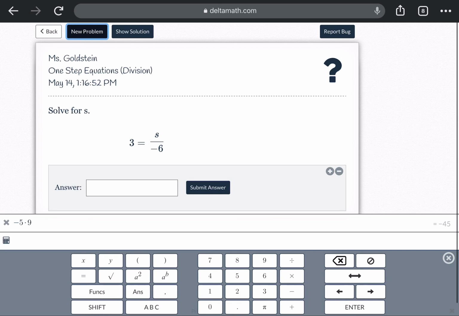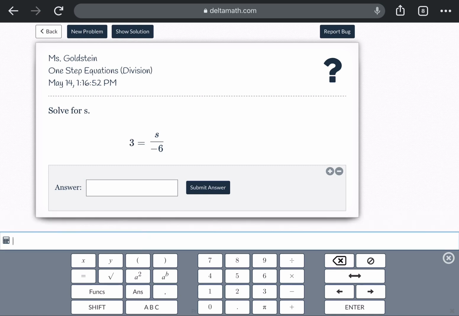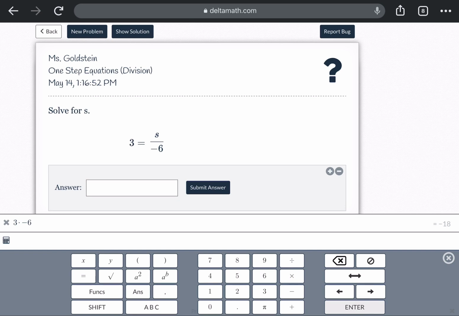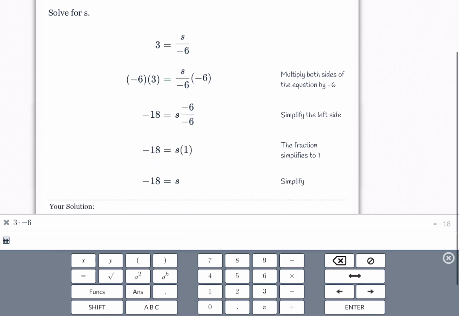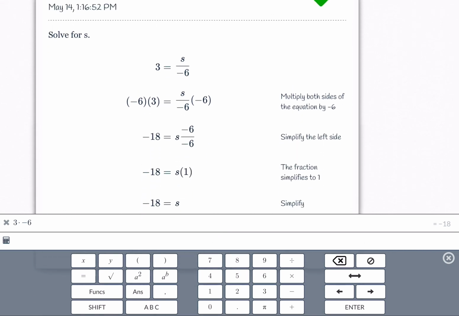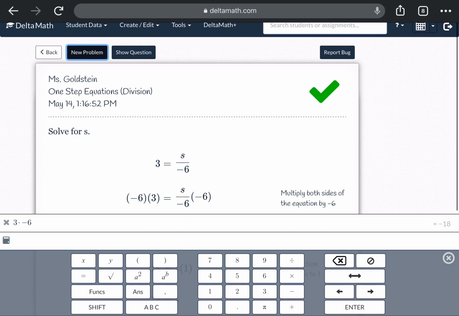I have 3 equals s divided by -6. The opposite of dividing by -6 is multiplying by -6. So I multiply both sides. Use my calculator, both sides by -6. 3 times -6 is -18. Submit. And there's my steps.